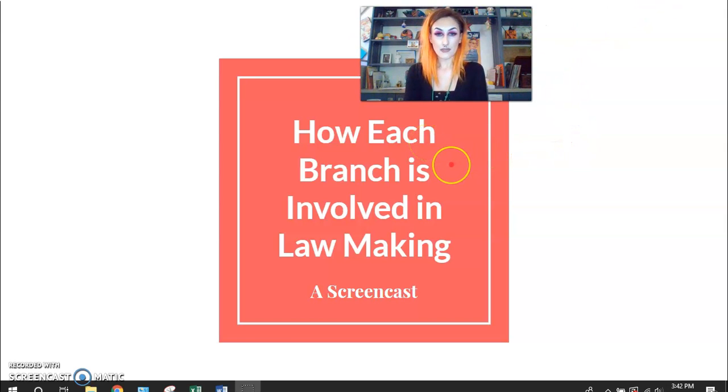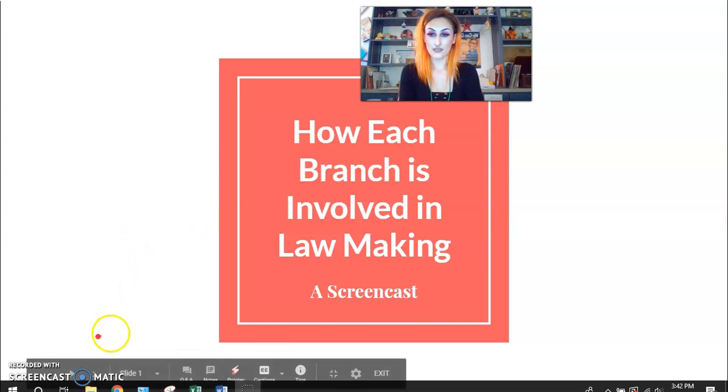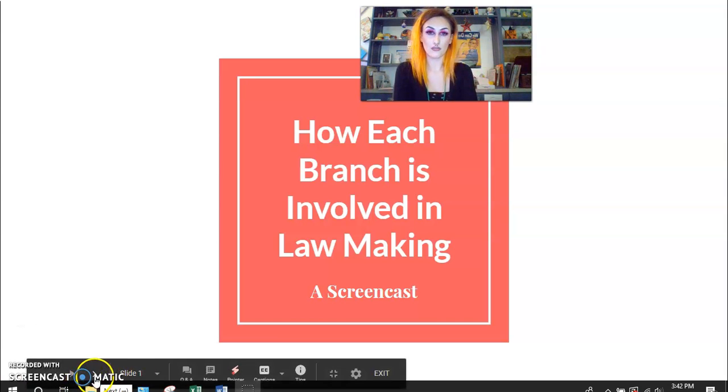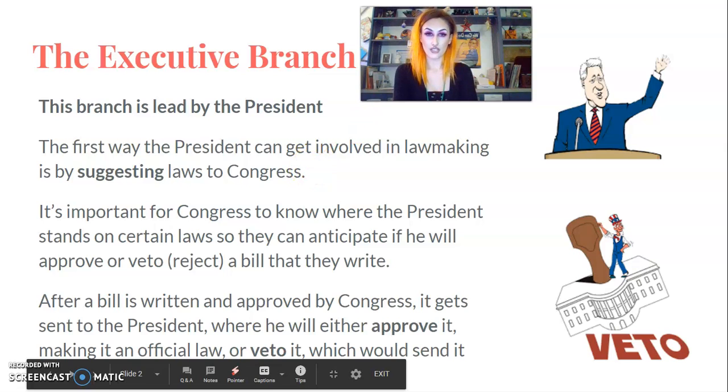All right, in this PowerPoint, we are going over how each branch is involved in the lawmaking process. Now, of course, there are more things that the branches can do than just make laws, but for the sake of this PowerPoint, we're just talking about their powers in the lawmaking process. So we're going to start with the legislative branch.